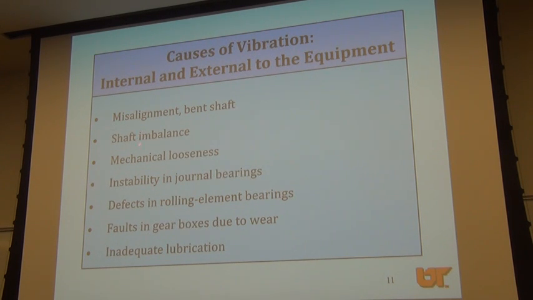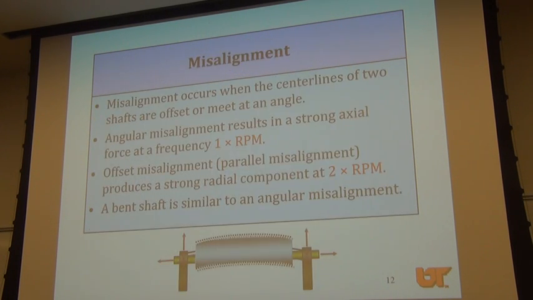Causes of vibration, again, shaft imbalance. These are different defects in the rotating machinery. Mainly refers to rotating machinery. Okay, shaft imbalance, misalignment. We'll talk about these. Mechanical looseness, bearing problems, gear problems. Gearboxes can have problems because of a problem in the gear itself, and others, inadequate lubrication or hot spots.